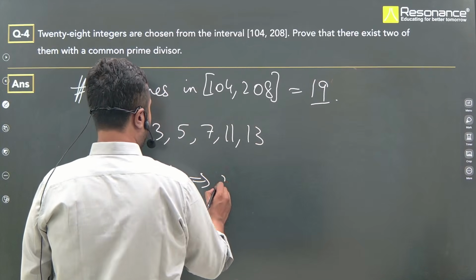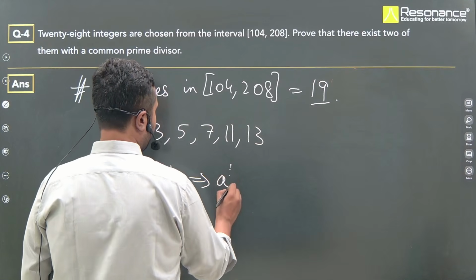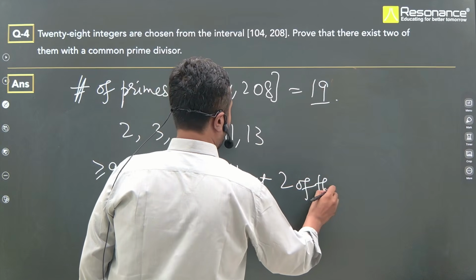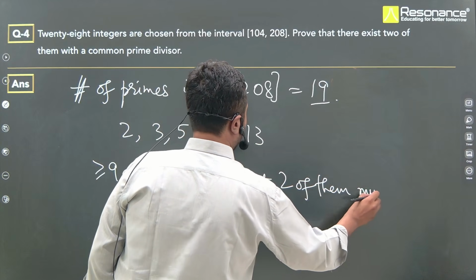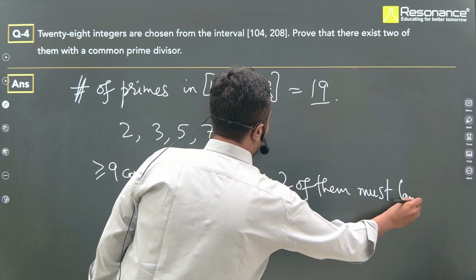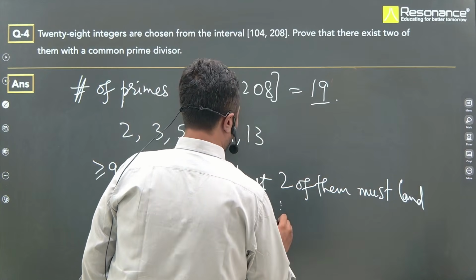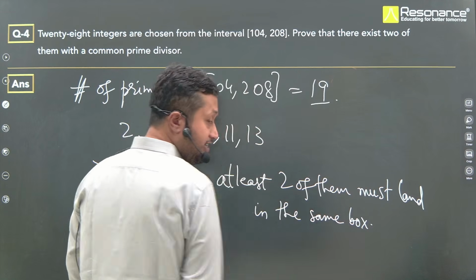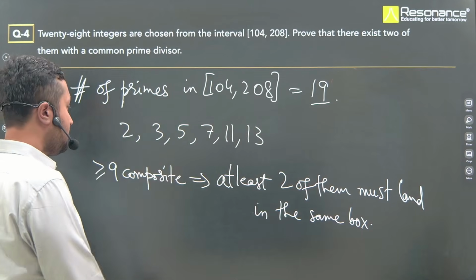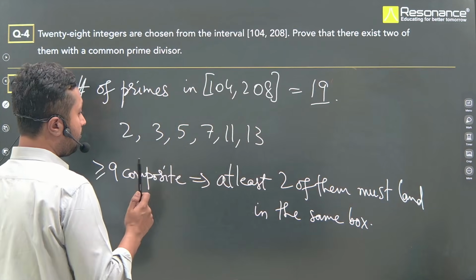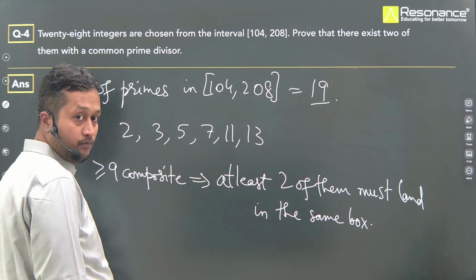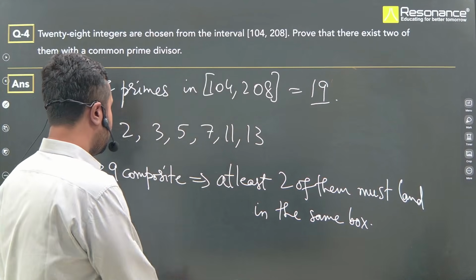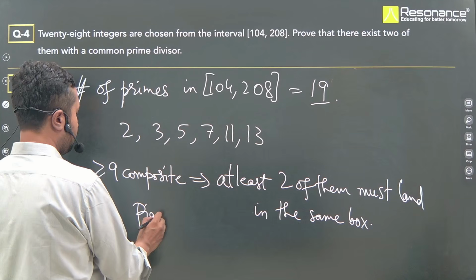So 6 boxes, 9 pigeons. That means at least 2 of them must land in the same box. So landing in the same box, what does that mean? That means that those 2 numbers are divisible by the label of that box. It could be 2, it could be 3, whichever one of them. And this is the pigeonhole principle.